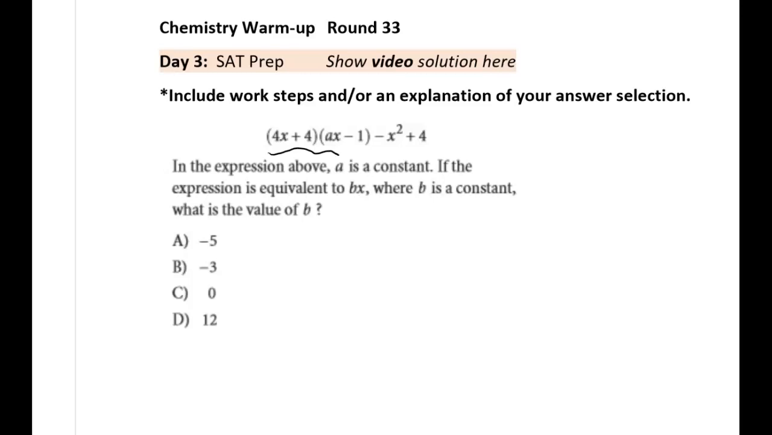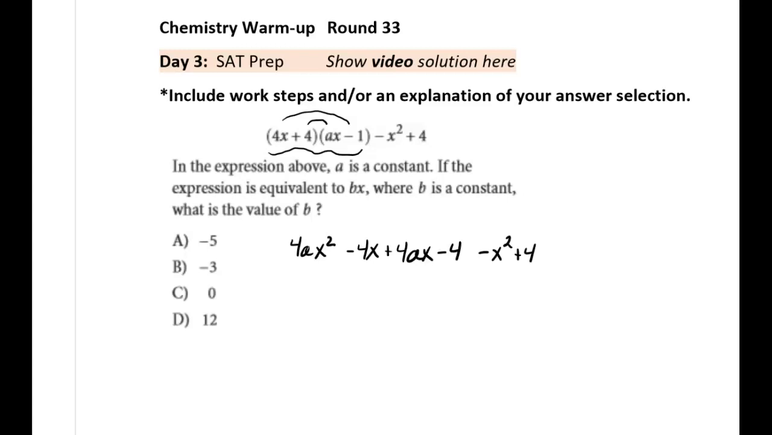This beginning part looks like something we can do FOIL with. So 4x times ax is 4ax squared. And then the outer product from the FOIL is negative 4x. The inner product from the FOIL is positive 4ax. And then last is negative 1. There's also a negative x squared and a plus 4.